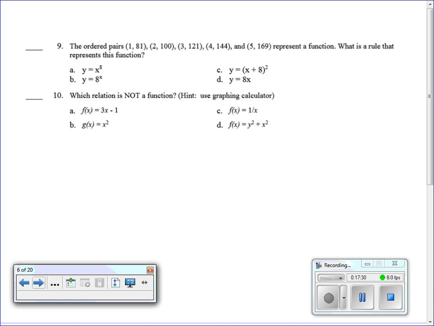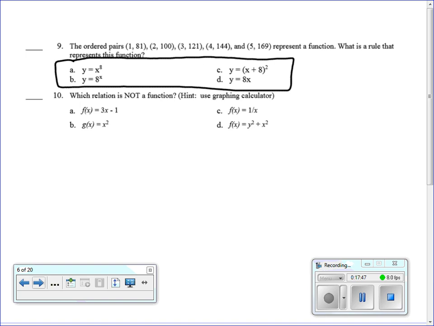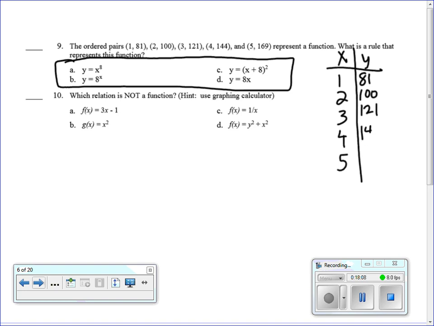Okay, looking at 9, it says the ordered pairs 1, 81, 2, 100, 3, 121, 4, 144, and 5, 169 represent a function. What is a rule that represents the function? When you're looking at equations like this right here, your goal is going to be to plug and chug, to substitute in the values into the equation and see if they give you true statements. So what I would look at is I might set up a table. Put your x's in one, and put your y's in another. And then substitute them in.